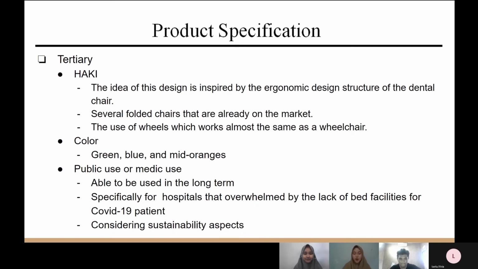Next, public use or medic use. At this time, this design is focused on treating COVID-19 patients, specifically for hospitals that are overwhelmed by the lack of bed facilities for COVID-19 patients. And we hope the design can be used in the long term. We are also considering the sustainability aspect, which consists of the social, economic, and environmental aspects.